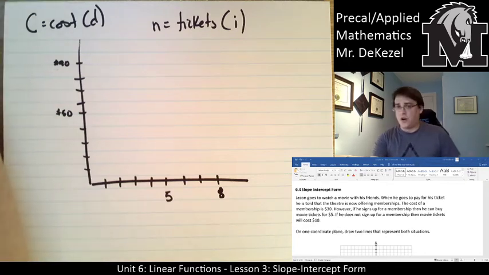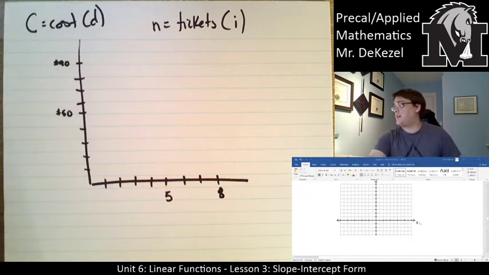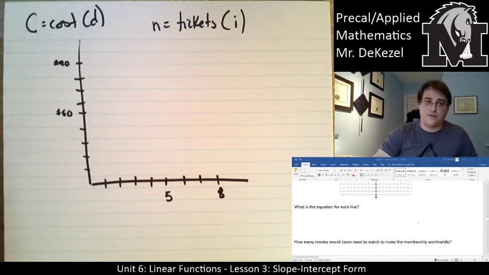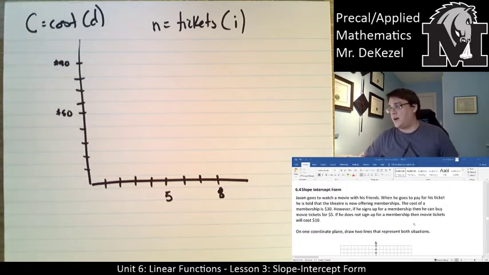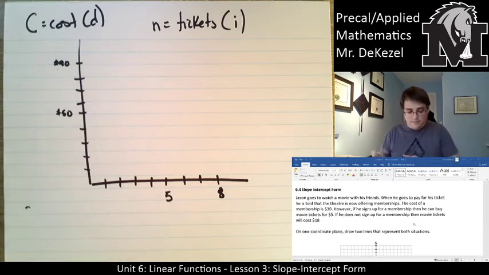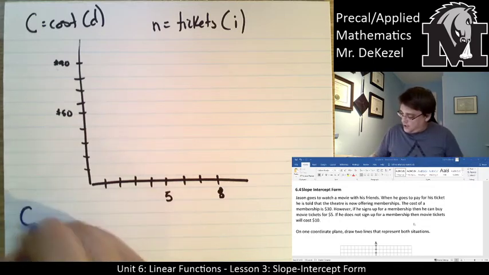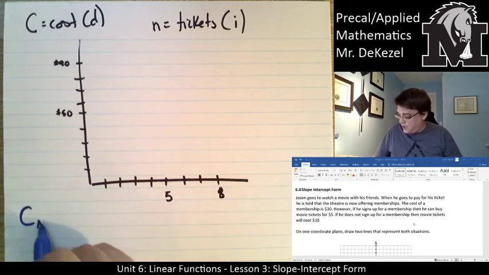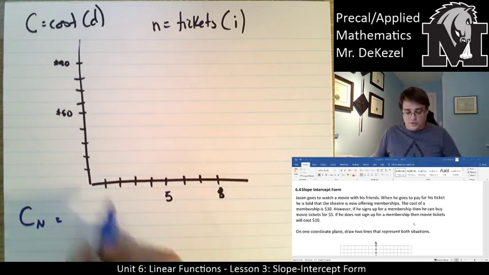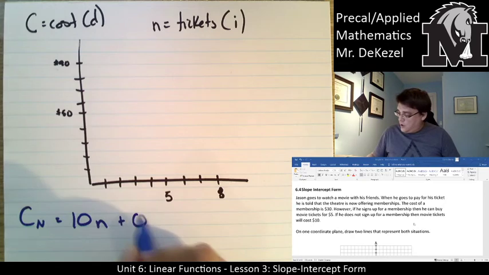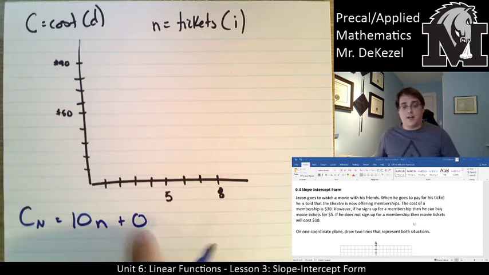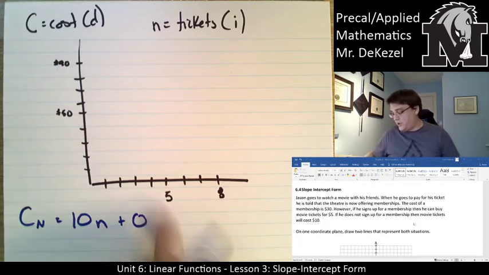Now, to draw those lines, we need to come up with some equations. So that is this portion of the question here. What is the equation for each line? The question says that the cost of a movie ticket is $10 without a membership. So the cost, I'll do this in blue, the cost with no membership is equal to $10 times the number of tickets that you buy, right? There is no initial membership fee here. And I'll tell you later why I'm writing plus zero here, but just note that there's no initial membership fee. So it's just $10 per ticket.